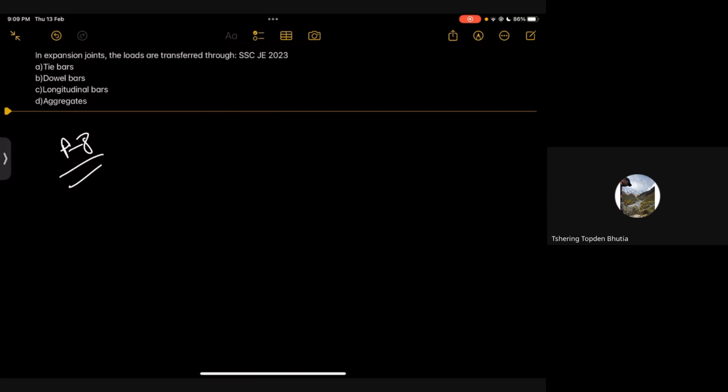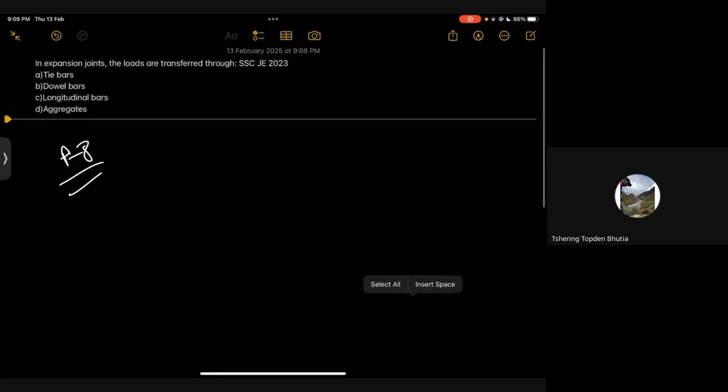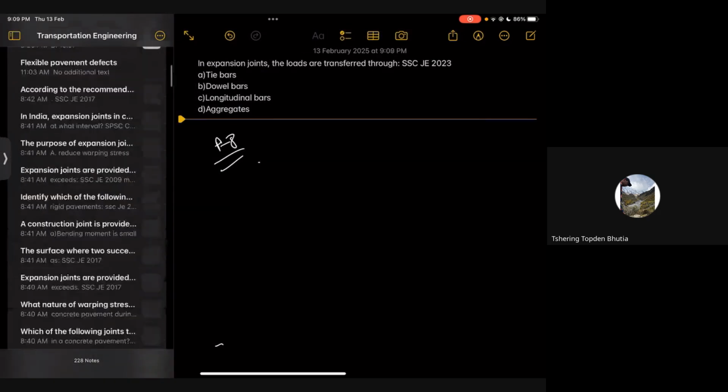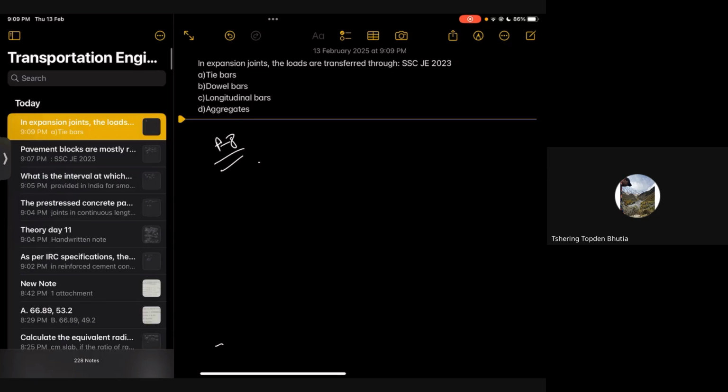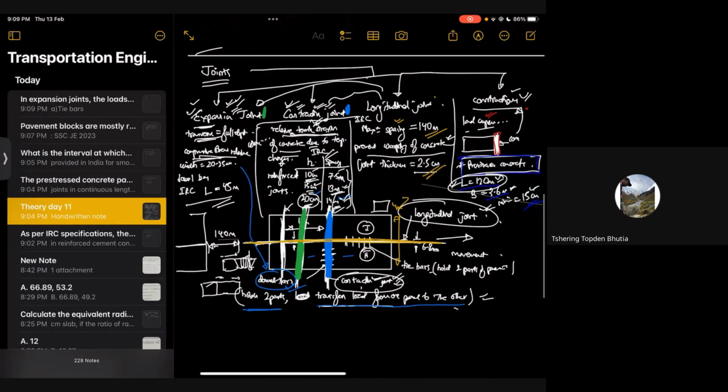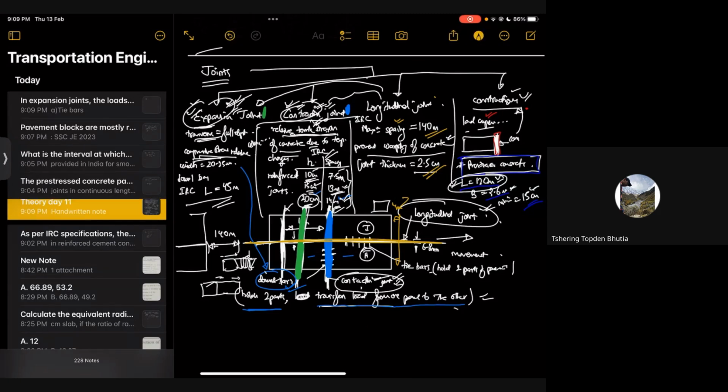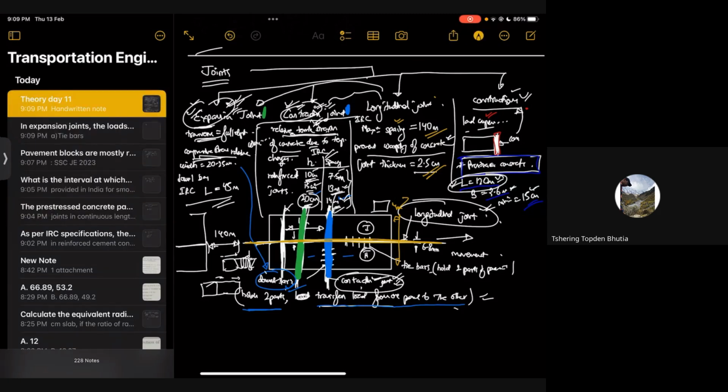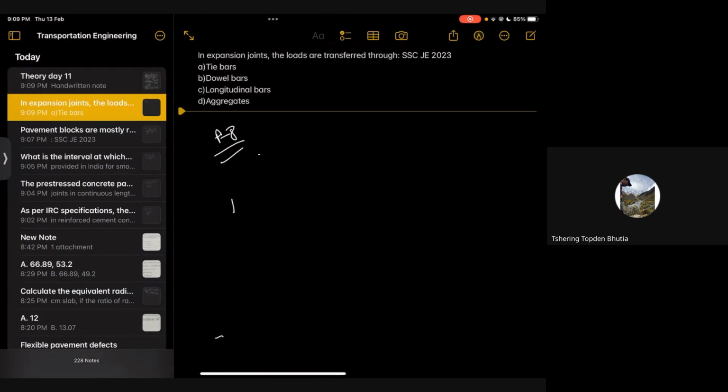Okay, we have 48 votes in and we can safely end the poll. Okay, fine. We have 51 votes, 52 votes. Awesome guys. So which one transfers the load? That is the only thing, because in your expansion joint and contraction joint, both have double bars. This one has it, and this one has it. So what are double bars? They transfer load from one panel to another, while tie bars only hold the two parts of the pavement together. So B, double bars, is the correct option where loads are transferred in case of expansion joints.